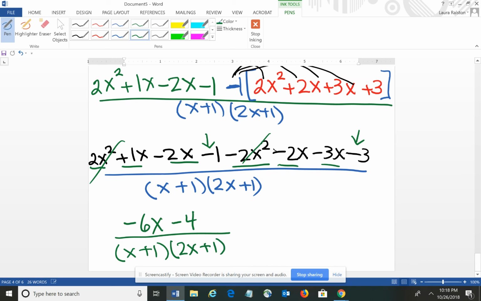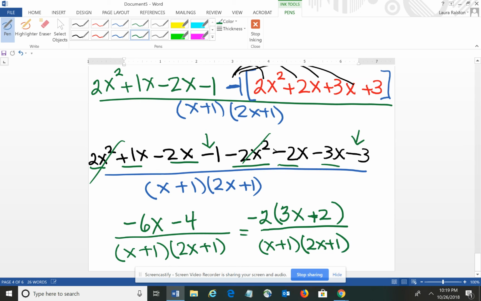Now I do notice in my numerator that I have a common factor of negative 2, which would leave me with 3x plus 2 over the x plus 1 and 2x plus 1 in the denominator. Now either is acceptable. Factoring it didn't really help me in terms of simplifying. There's nothing to divide out, but I've checked it to be sure that I don't have anything.